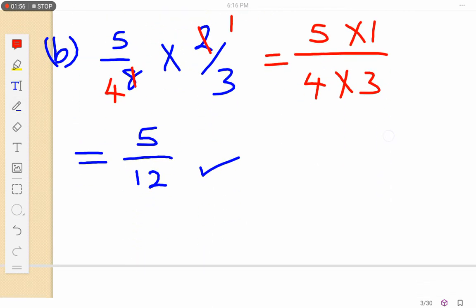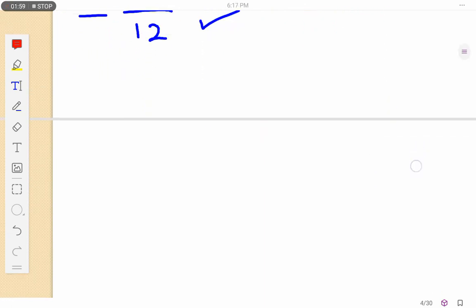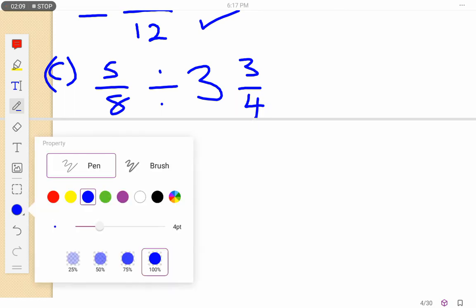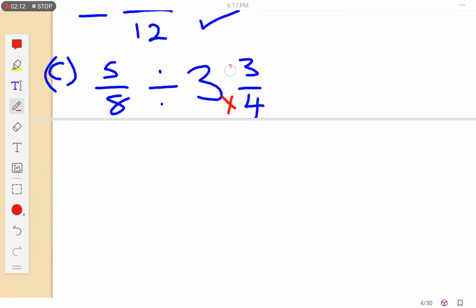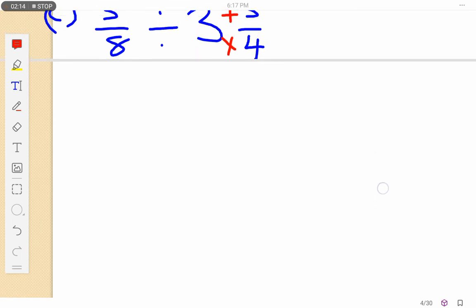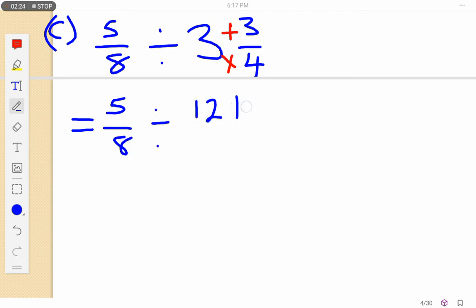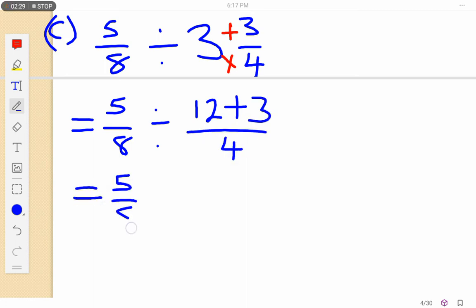Let's do the last part, part C. Part C is 5 over 8 divided by 3 wholes and 3 quarters. We said for this one, you multiply on the bottom, add on the top. So I'll get 5 over 8 divided by 4 times 3, I get 12, 12 plus 3 over 4. This is now equal to 5 over 8 divided by 15 over 4.